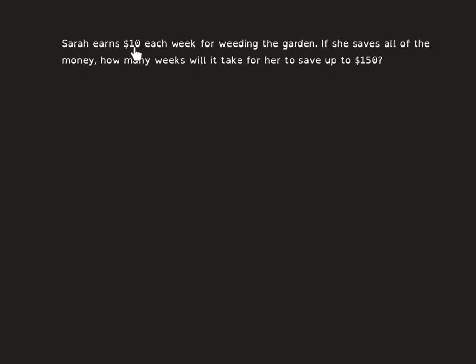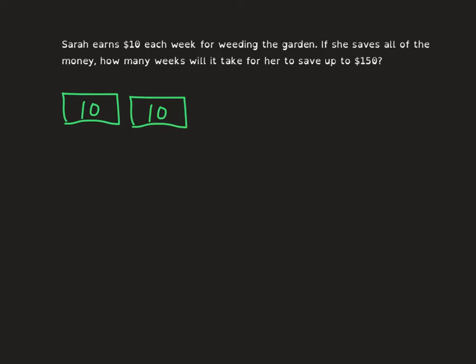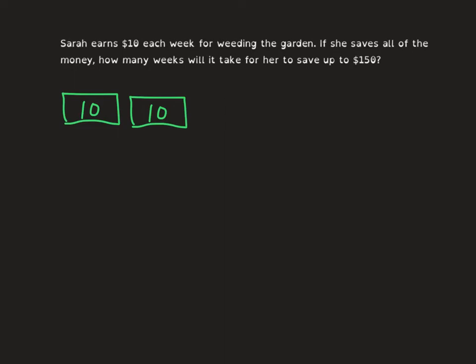Sarah earns $10 each week for weeding the garden. If she saves all of the money, how many weeks will it take for her to save up $150? Okay. Well, we can count by tens for this one. Sarah earns $10 a week. So we can count by tens and go from $10 to $150. Let's begin.